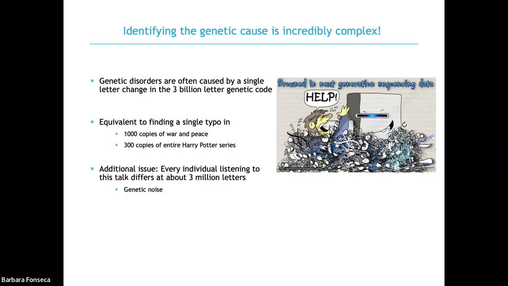So this is equivalent to finding a single typo in 1,000 copies of War and Peace. So reading through War and Peace, 1,000 copies, and finding a single typo in that. Or 300 copies of the entire Harry Potter series. So just to give you the perspective of how complicated it is. Every individual listening has about 3 million letters that differ between each of us. 3 million letters that differ. So it's complicated.